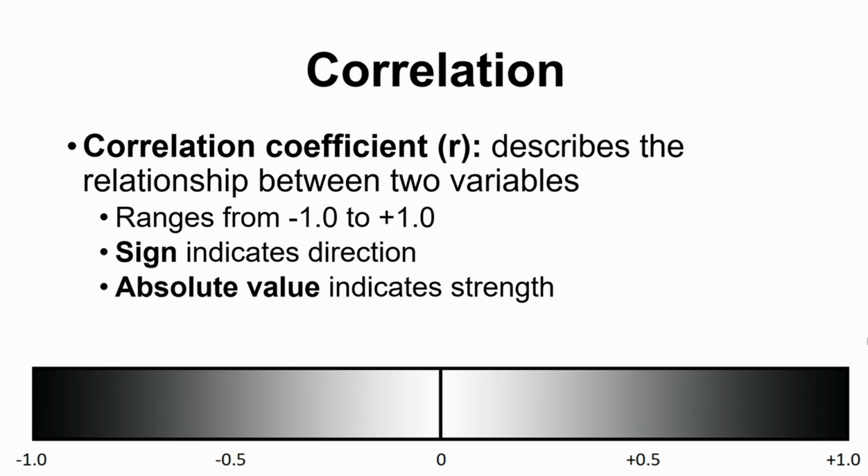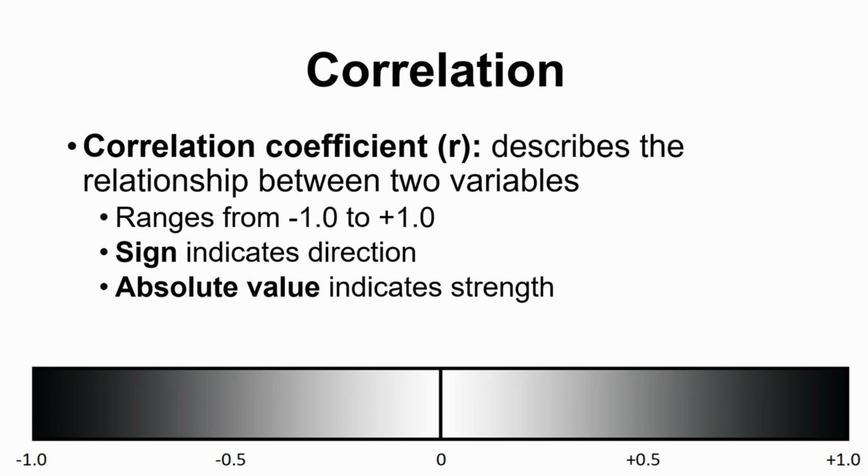We have two useful bits of information. The sign, whether it is positive or negative, indicates the direction or the type of relationship between our two variables. A plus sign means a positive correlation, and a negative sign means a negative correlation, which each get their own slides momentarily. Our second thing that we care about is the absolute value.